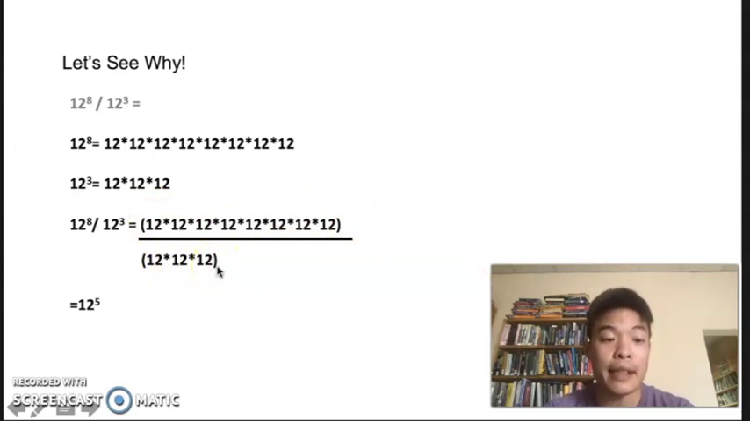What this means is that we can cancel out 3 of the 12s in the numerator with 3 of the 12s in the denominator. This means we are left with 5 12s in the numerator, 1, 2, 3, 4, 5, which can be expressed as 12 to the power of 5.